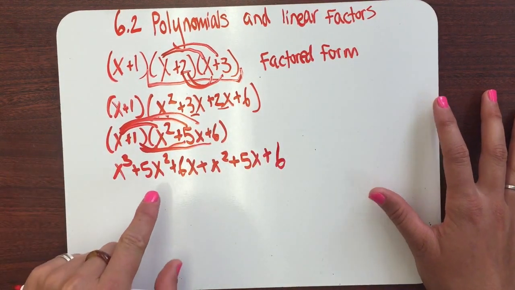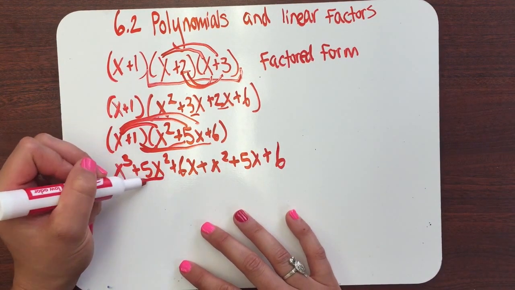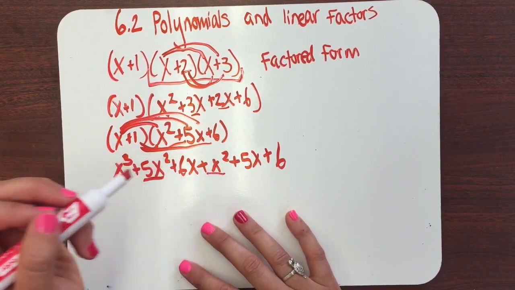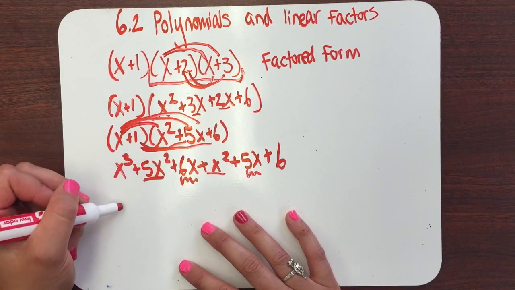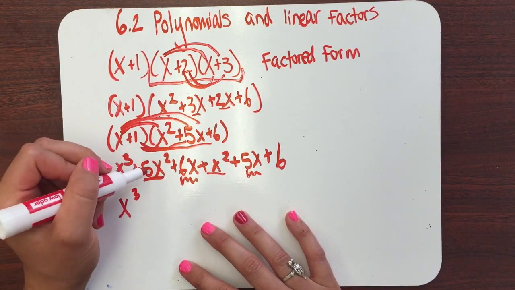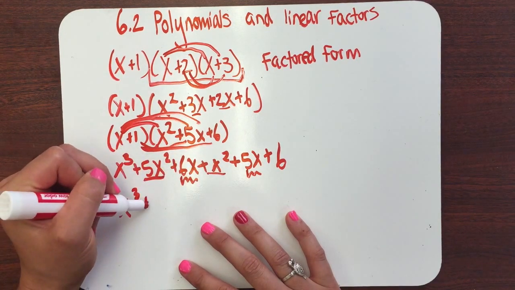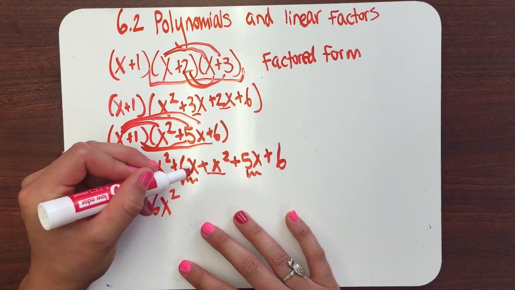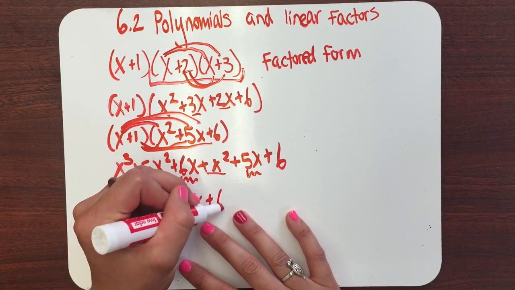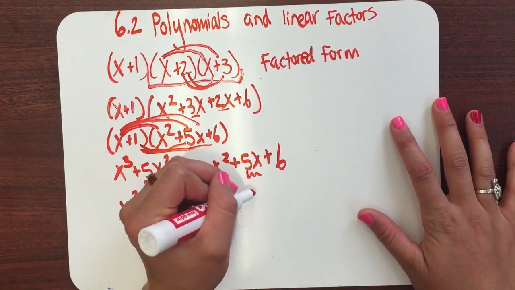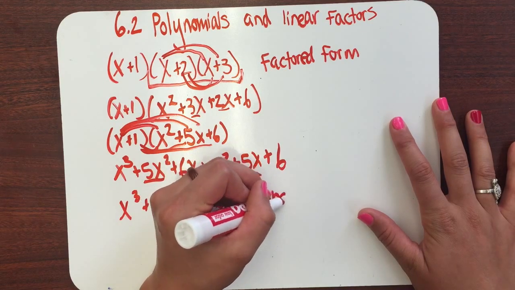And now we just have to combine our like terms and then it'll be in standard form. 5x squared and x squared are like terms, 6x and 5x are like terms. So we have an x cubed, 5x squared plus x squared is a 6x squared, 6x plus 5x is an 11x plus 6. And this is in standard form.